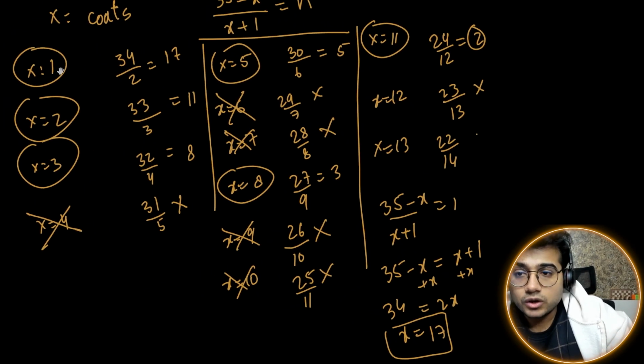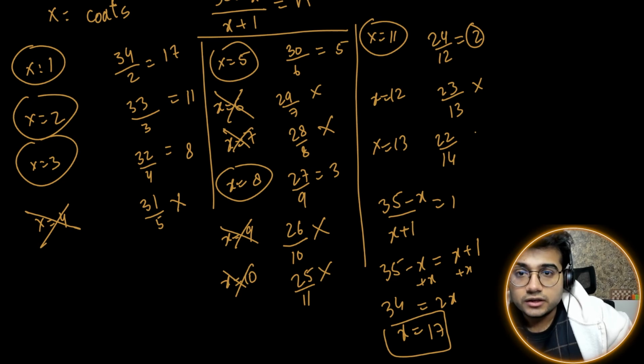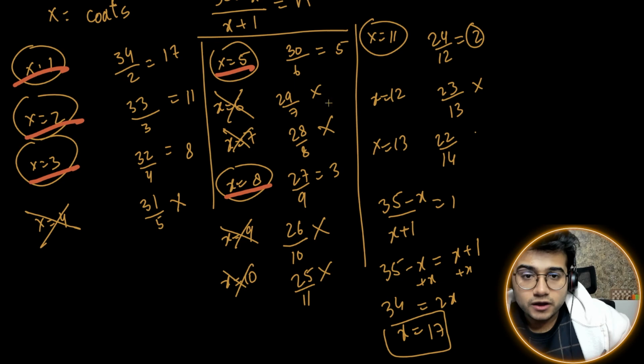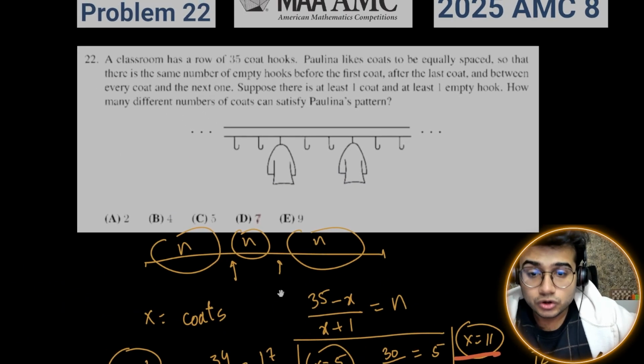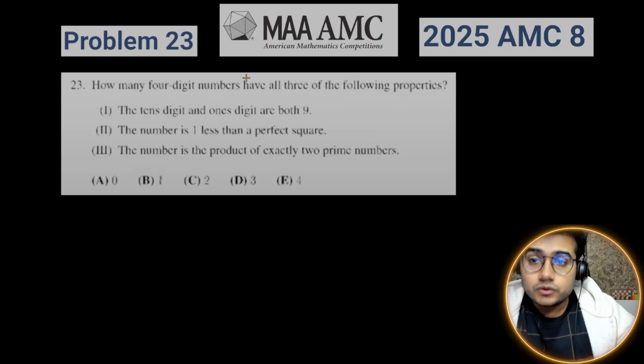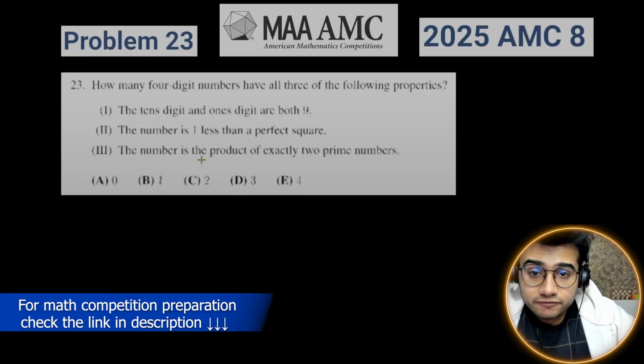So we have 1, 2, 3, 4, 5, 6, 7 values in total that work, that satisfy the condition. So the answer is D.